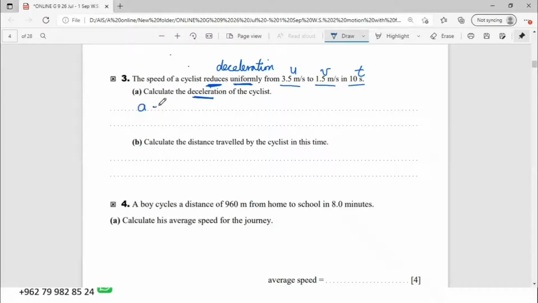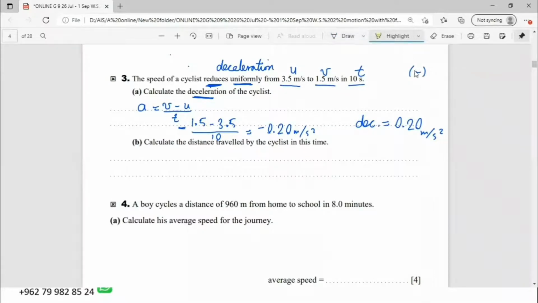So we have the formula for acceleration, which is V minus U divided by T, which is 1.5 minus 3.5 divided by 10. The answer is negative 0.20 meters per second squared. In the exam they will write deceleration equals and leave a blank. How much is the deceleration in this situation? I will write 0.20 meters per second squared. I don't put the negative. Even in the mark scheme they put the negative between brackets, so whether you put it or not, they ignore it. You should ignore it too, don't put the negative.